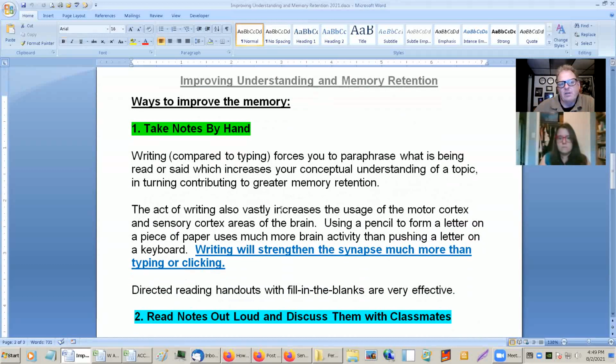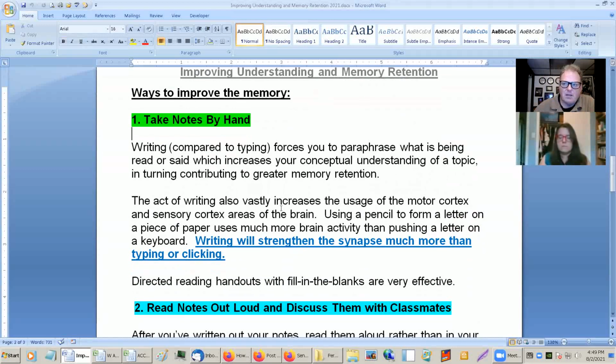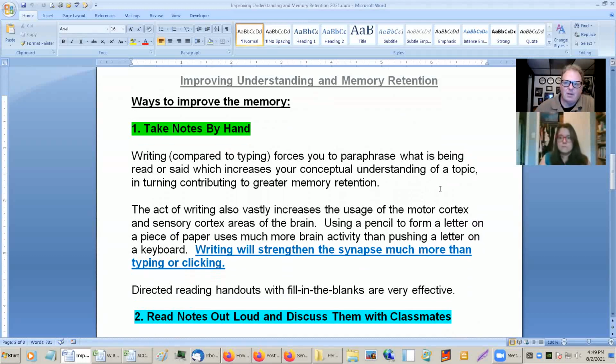Okay, so a few ways: taking notes by hand. If you think about it, on a computer, you hit the letter S. It doesn't take that much to do it. A little bit of brain power. But to write the S, you have to hold the pencil. You have all these motor skills in your hand. Those are all controlled by your brain. And so when you write the S, it takes a lot more brain power.